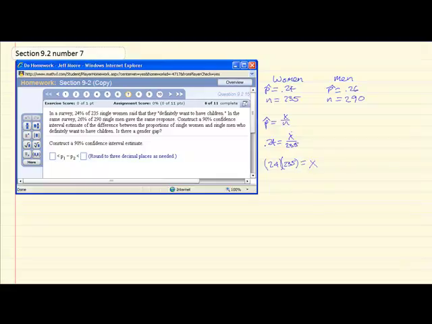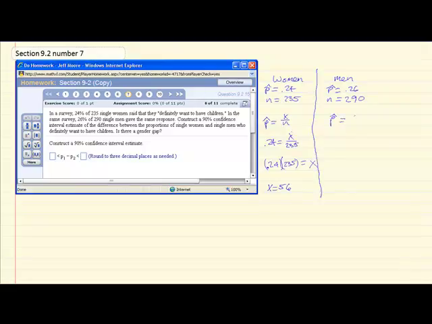The number of successes is 24% of 235, or 0.24 times 235, which will give us 56.4 for x. But since StatCrunch isn't going to allow us to have part of a person, we'll round that to 56. Now we'll do the same thing for men.